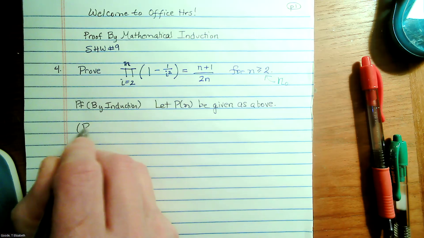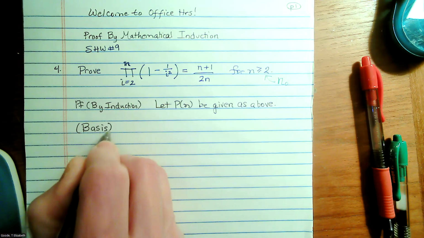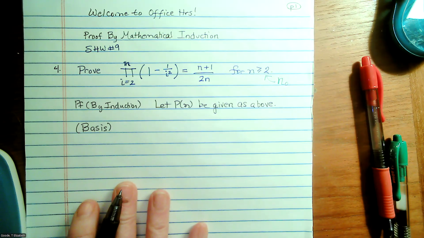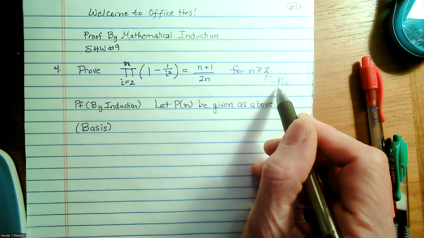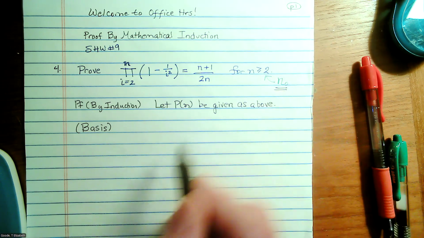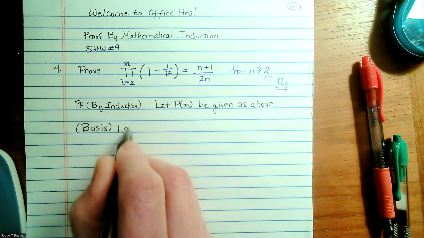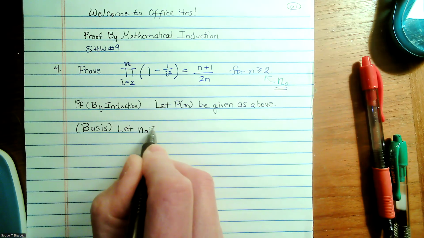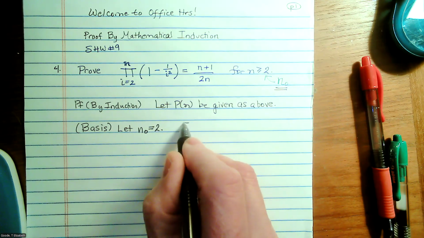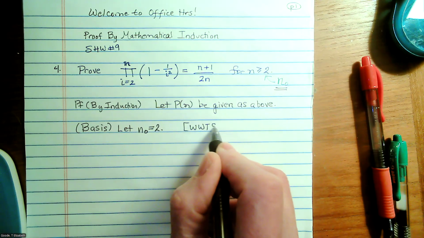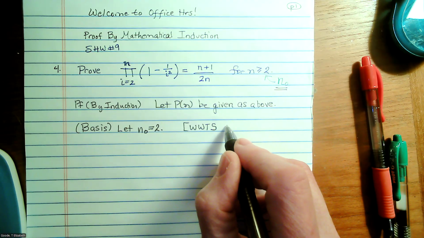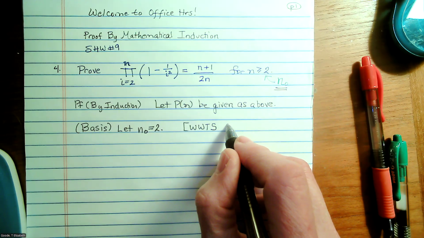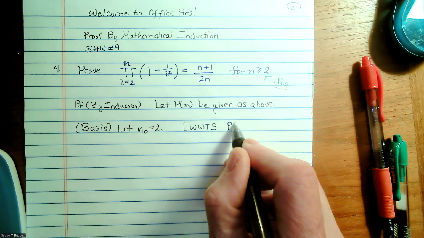So what is the first thing we should say when we start our basis? We need to tell our reader where we're starting. So let n naught equal what? n naught equal to 2. Great. And do you know what we wish to show is true? We wish to show P of 2.